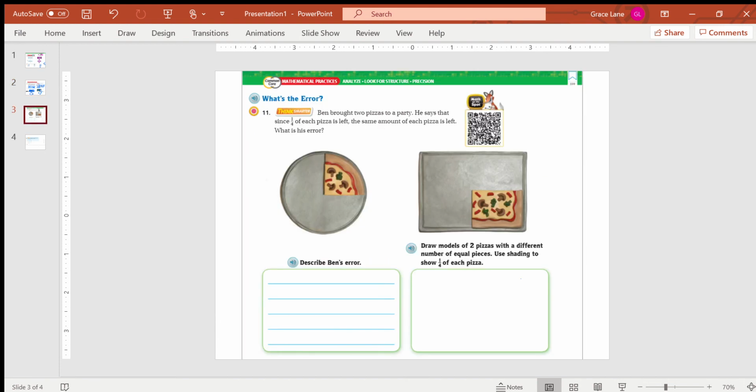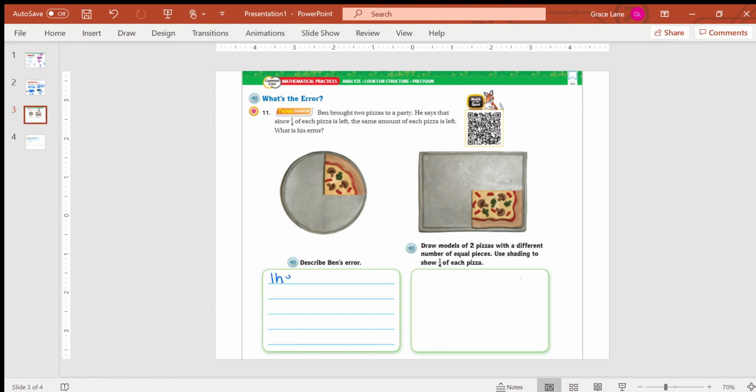We're talking about pizzas. Ben brought 2 pizzas to a party. He says that since 1/4 of each pizza is left, the same amount of each pizza is left. What is his error? So this is just something you guys need to keep in mind. So in this example, Ben has a circle pizza and he has a rectangle pizza. Each one, originally you can kind of tell, had 4 pieces. There's only 1 piece left, so that shows 1/4. However, that doesn't automatically mean that they're the same size, because if you look at the 2 pictures originally, the pizzas were not the same size. So since the original pictures or pizzas were not the same size, 1/4 is not equal on both pizzas.